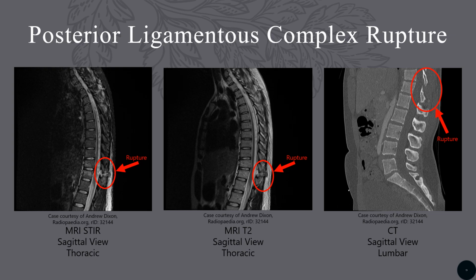The PLC acts as a major stabilizer in the spine. Its main purpose is to limit flexion, axial rotation, and distraction of the spine. All of these increase stability and reduce axial load on the intervertebral disc. When a PLC injury occurs, this causes severe spinal instability to the patient.